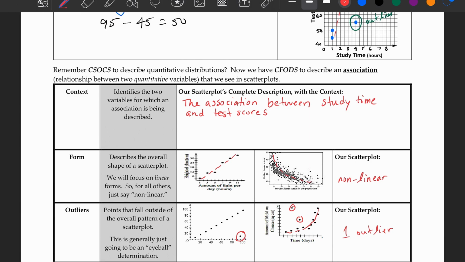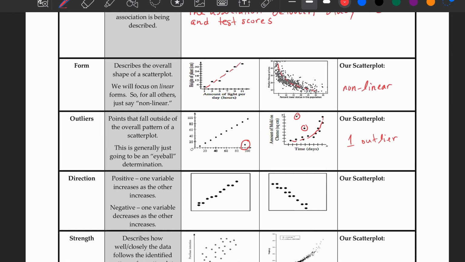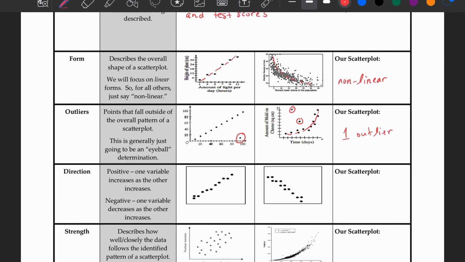All right, so we got the FO of FODs. Let's keep going. Direction. Direction also falls into two buckets. Either you're looking at positive direction, which means overall the data is increasing. Both variables are overall increasing with each other. In this example, as we move to the right, the points are moving up. It is not a perfect one-to-one scenario, but overall, on average. And negative direction would be when we're seeing an overall decreasing relationship. As one variable increases, the other decreases.